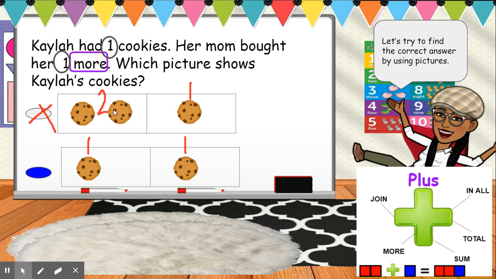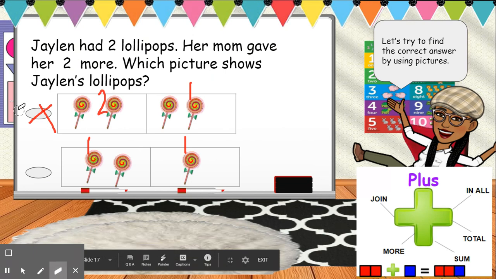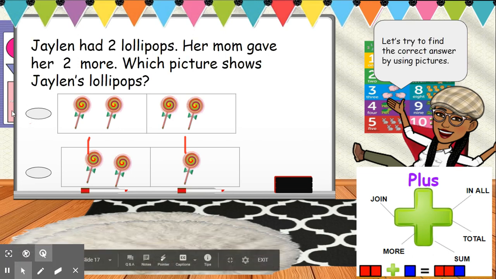Okay. This is not the correct answer because this says Kayla had two cookies and her mom bought her one more. Okay. So you really have to pay attention to the numbers in the word problem and pay attention to the pictures. Okay. So let's try another one. Oh no, Miss Blanks forgot to erase. So I'm going to erase. 3, 2, 1, done.